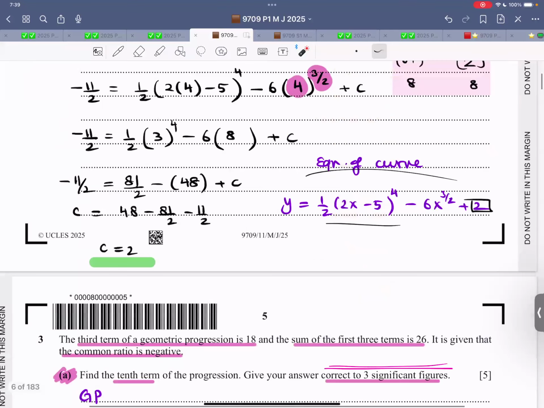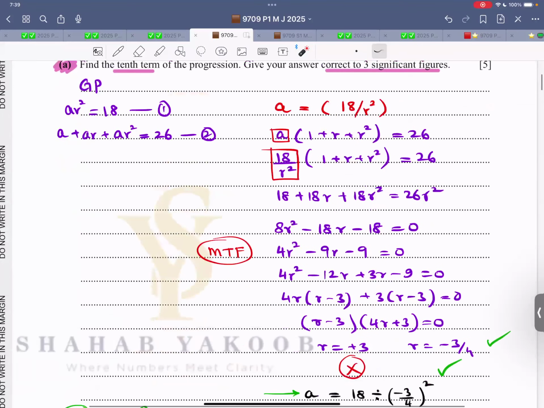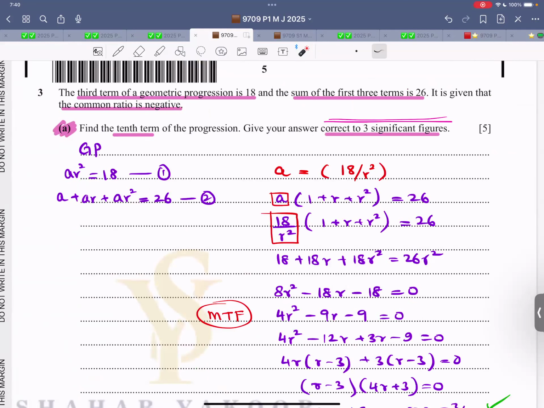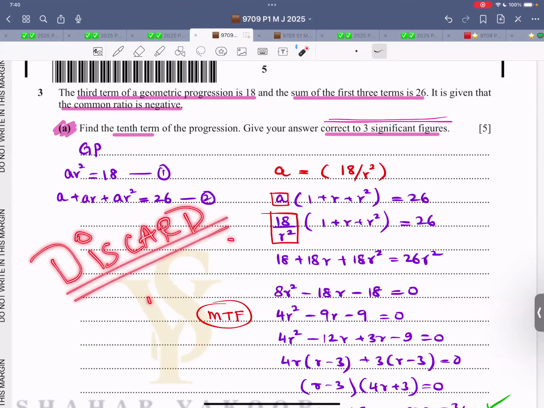Let me move ahead and let me focus on this particular question. That is about a geometric progression. The third term of a GP, as we call it, is 18. And the sum of the first three terms is 26. It is given that the common ratio is negative. That means the examiner is well aware that you might end up with a positive value also, so discard it. So remember the word discard. Any value that you are discarding, better justify it.